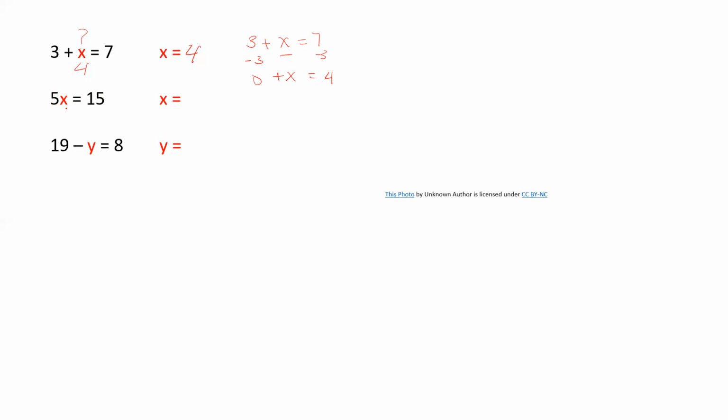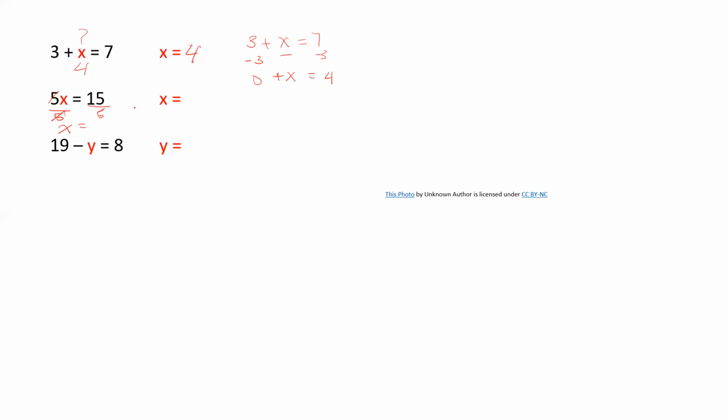So if it's 5 times x, what's the opposite of multiplication? That would be division. So 5 times x, I want to get rid of this 5. Well, I guess I'll divide by 5. Okay. So 5x divided by 5, these 5's cancel each other out, and you're left with x on the left side. Okay, so whatever I do on the left side, I have to do on the right side. And notice how I'm not dividing 15 by 15. I divided the 5 by 5 to get x by itself. But since I divided this left side by 5, I have to divide the right side by 5.